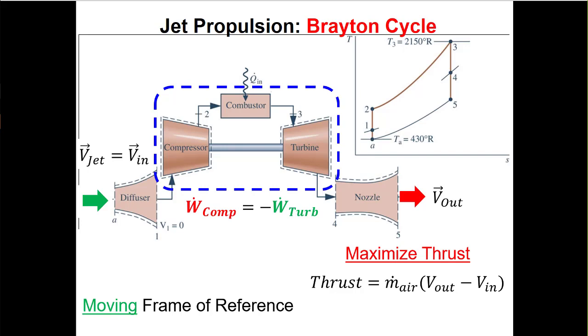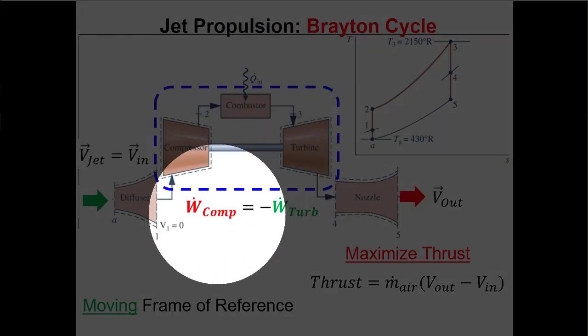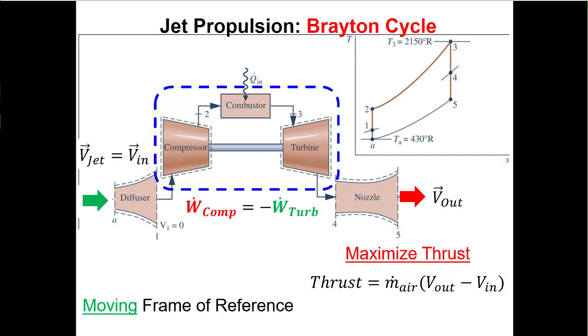But the way to get stalled in this particular problem is to forget that the backwork ratio is 1. So the turbine power is equal to the magnitude of the compressor power, but the signs are opposite.